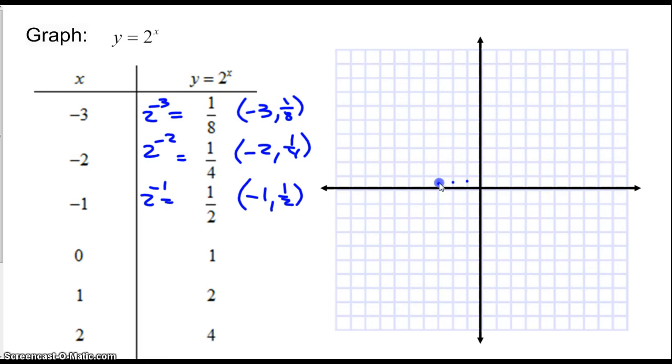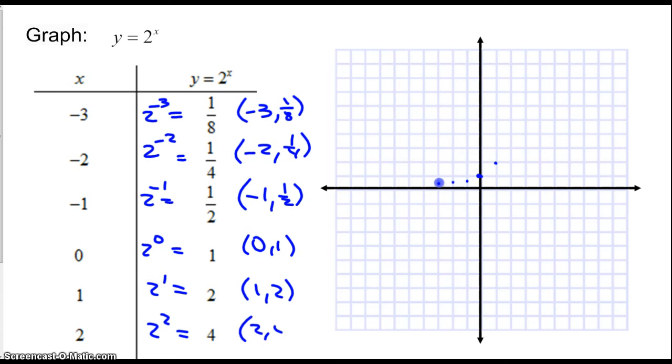Okay, so what's happening is this is starting out very close to 0, and it's slowly rising. It's still a fraction. When I get to 0, though, 2 to the 0 is just equal to 1. So this goes through the point 0, 1. And then if I put in 1, now I have 2 to the first power, which is 2. So 1 in for x gives me 2 out for y. And then if I do 2 for x, I get 2 squared, which is 4. So I have 2 in for x gives me 4 for y.